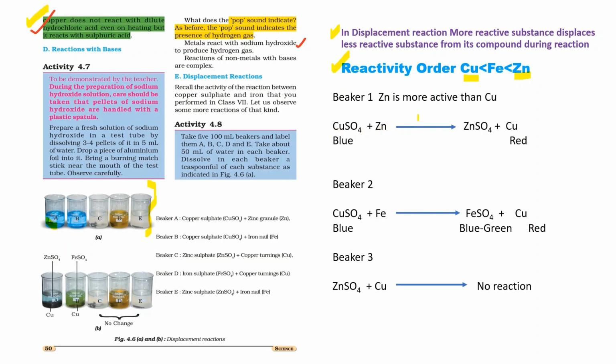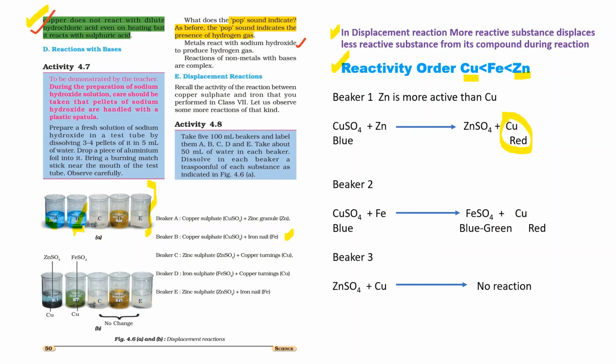So when the zinc is added to the copper sulfate blue solution, zinc sulfate, the salt, is formed, while the copper gets deposited below in the beaker and we see the red deposit of copper. In the second beaker we see that the copper sulfate, which is blue in color, when reacted with the iron, forms FeSO4, the iron sulfate, which is a blue-green solution, and then the red deposit of the copper at the bottom of the beaker.